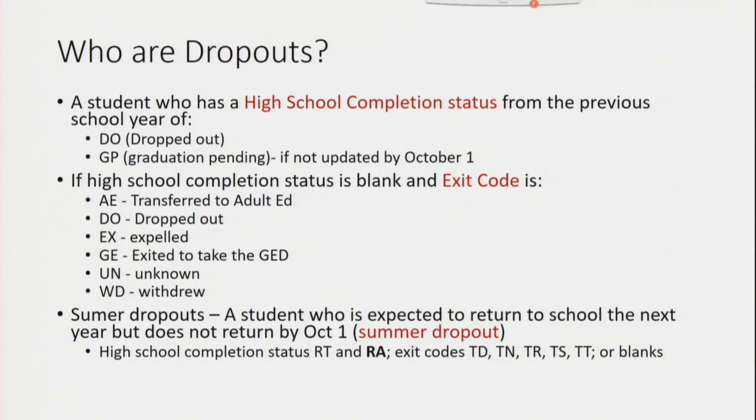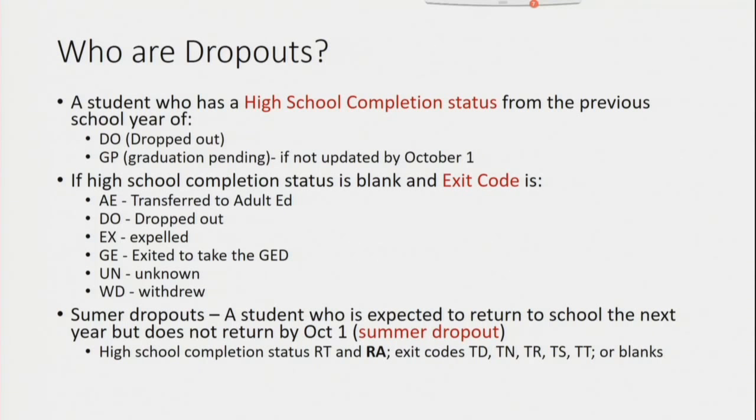Okay, so let's take a look at who are dropouts. And some of you may be thinking, well, I didn't actually have any students who dropped out, so why is it reflecting as a dropout? So we're just going to clarify who we count as dropouts. A student who has a high school completion status from the previous school year of dropped out or graduation pending. A graduation pending would be a student who maybe didn't finish up on time, but that needs to be updated by the following year by October 1 to a different code, such as graduates. Otherwise, it essentially defaults to a dropout.